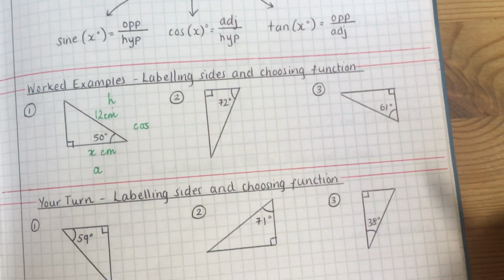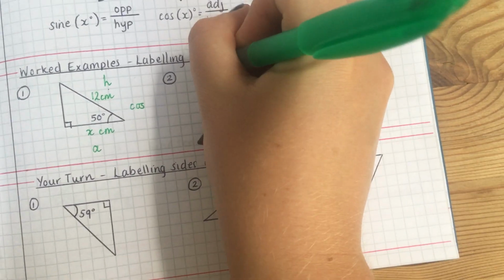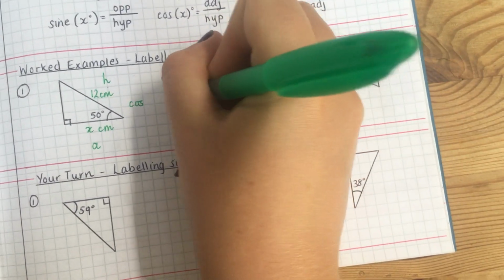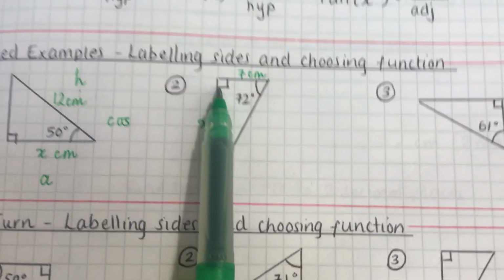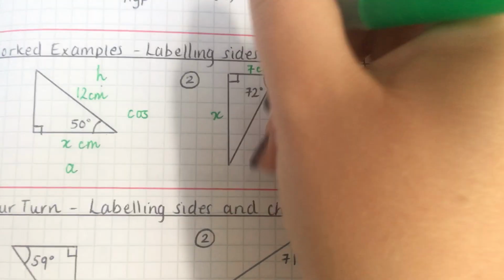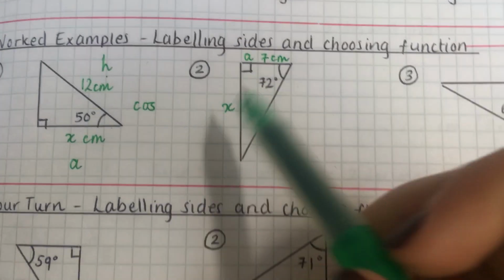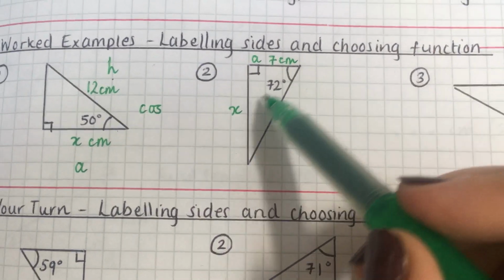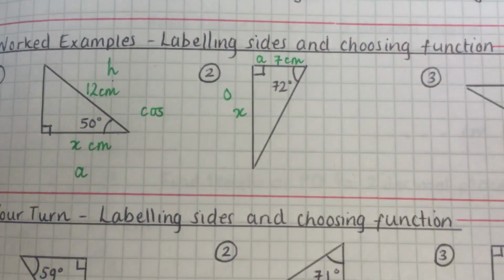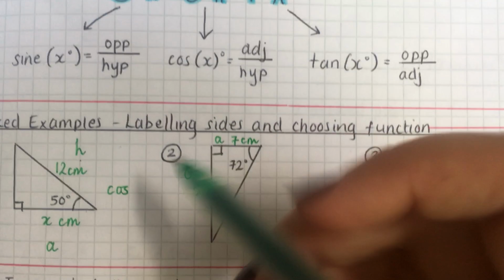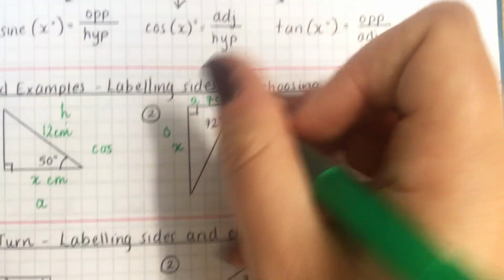The next one, imagine we know that this is 7 centimetres and we're looking for this side. Now 7 centimetres, you can see it's next to both angles, so that must be the adjacent, A. And X is diagonally opposite the given angle, and it's not the longest side, so it must be O. Going back to SOHCAHTOA, what uses O and A? It's tan, so we just put tan.